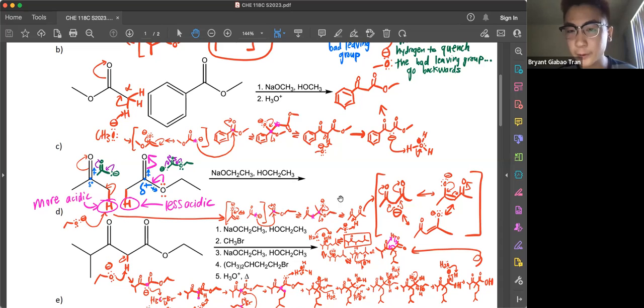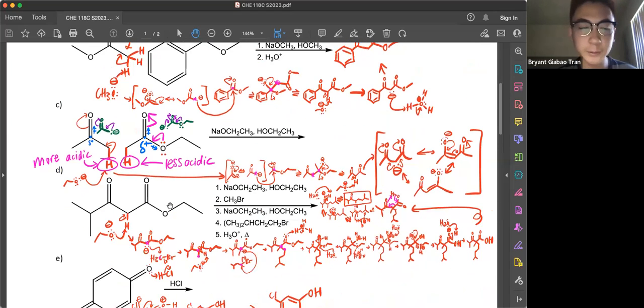Now we reform our carbonyl bond, kick out the bad leaving group, and then this bad leaving group is able to get quenched by the second alpha hydrogen here. And then since we don't have a second acid workup step, we have this product here that is able to do resonance with these two carbonyls, giving us three resonance structures here. Now let's move on to the next part.